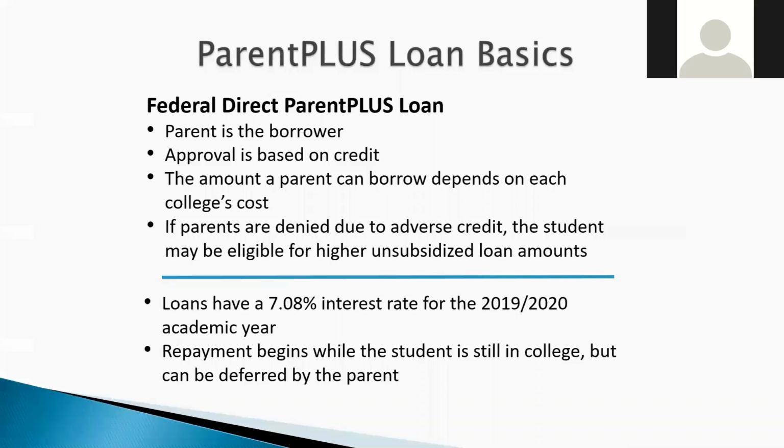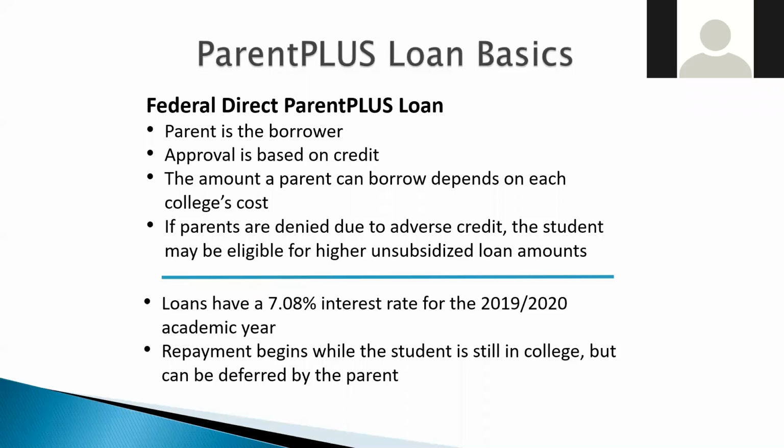The other type of federal loan that was noted was the PLUS loan, the Parent PLUS loan. In this case, the parent is the borrower, and the approval is based on the credit of the parents. So it would depend on the cost of the college as well. The one key thing that's important here is that if parents are denied due to adverse credit for any reason, the student may be eligible for higher unsubsidized loan amounts, and they need to contact the school to find out what options they would have.